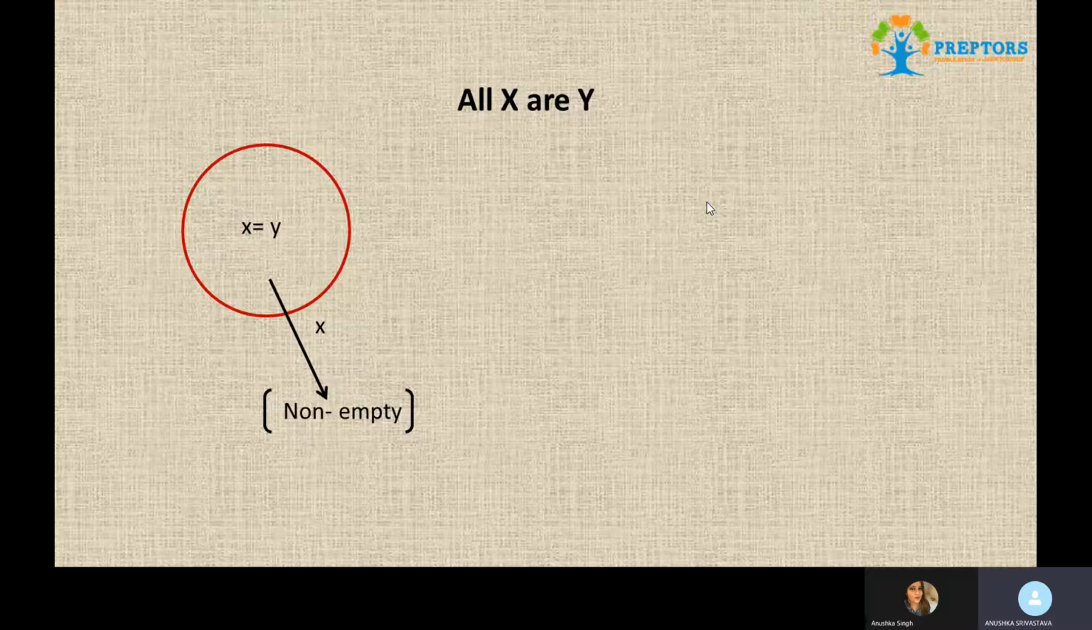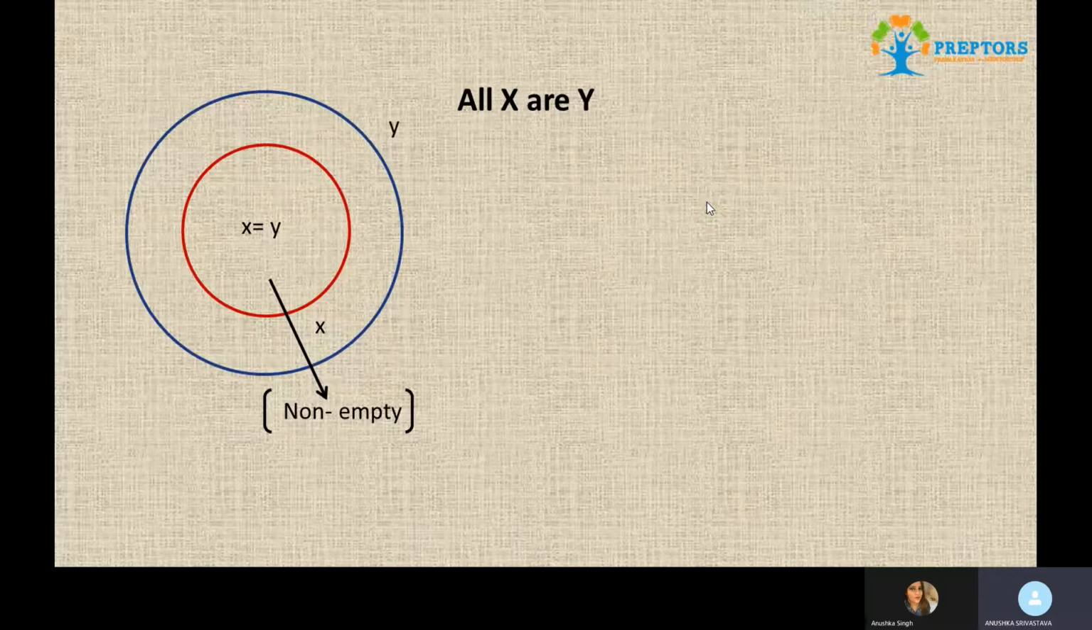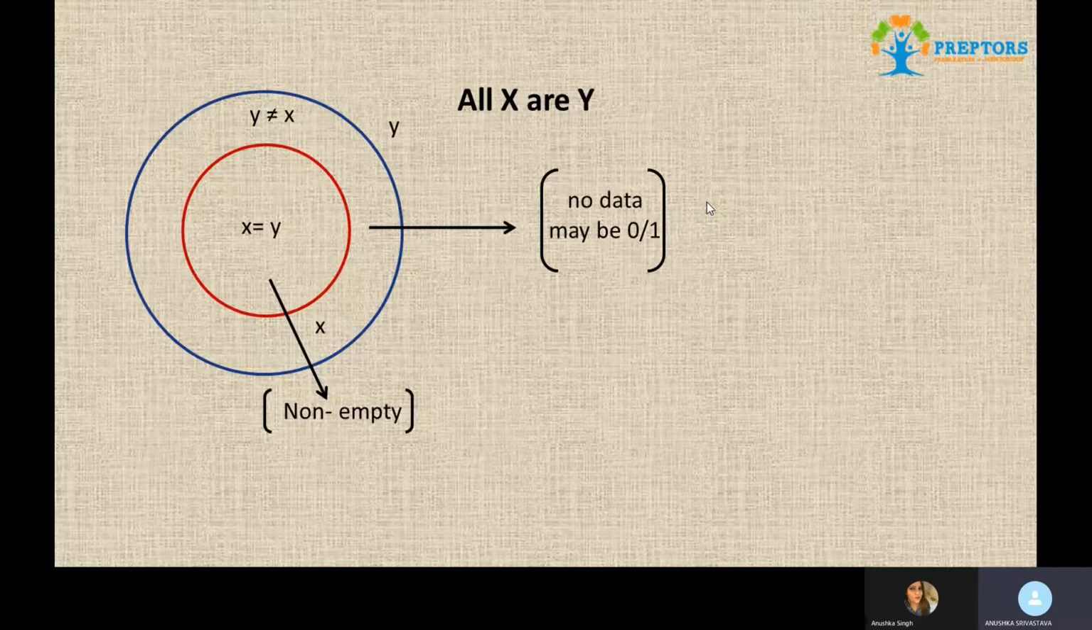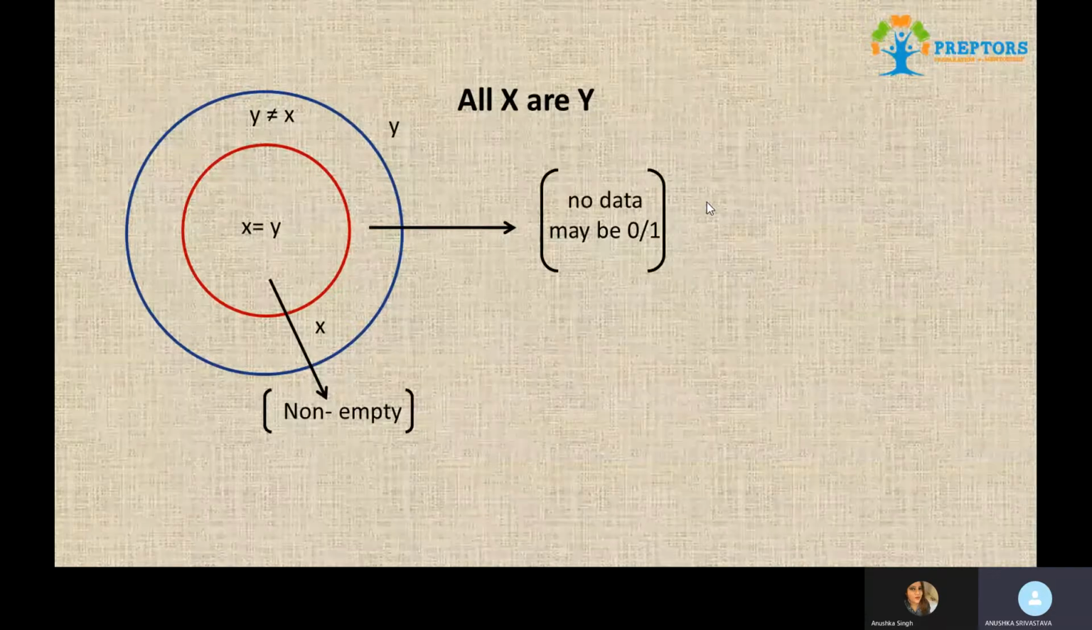And if I assume that y is non-empty, then this will be the diagram, which means x is inside and y is outside. If y is an empty set, it does not have any data, and I don't know because I don't have any data, so I'm assuming it to be empty. If it is empty, then it is x is equal to y, which is the red circle, that is all x are y. If it is non-empty, then x will be inside and y will be outside, and this is how all x are y will be represented.